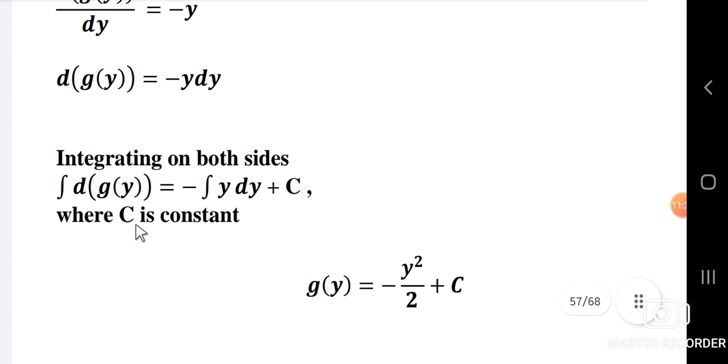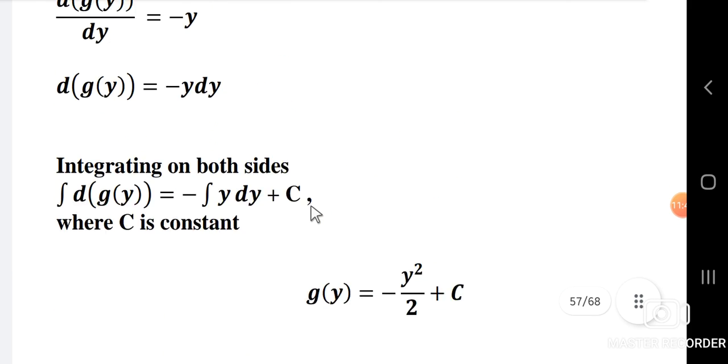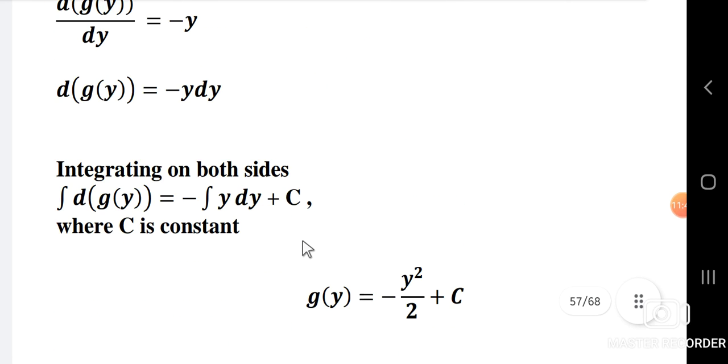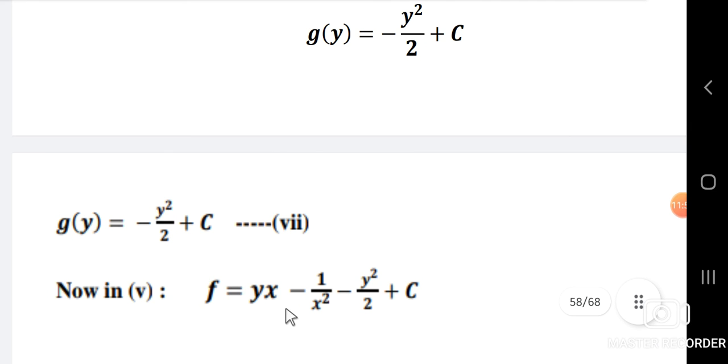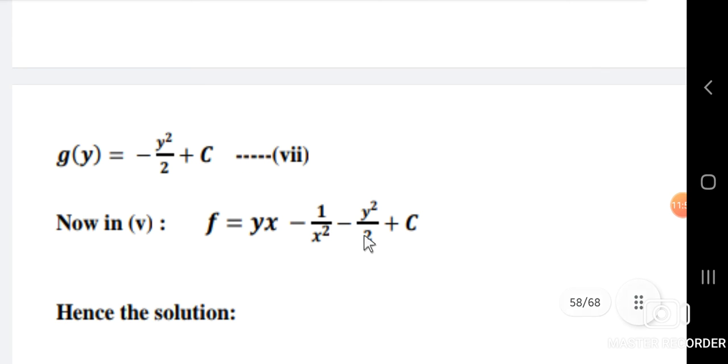On the left hand side, integration of dg of y becomes g of y, and integration of y becomes y square by 2. This is our g of y. So use this g of y and substitute it in your f in equation 5. You will get f is equal to yx minus 1 by x square minus y square by 2 plus c. So this is the solution. I request the viewers to write down the whole problem in your notes and you can follow my instructions. Thank you.